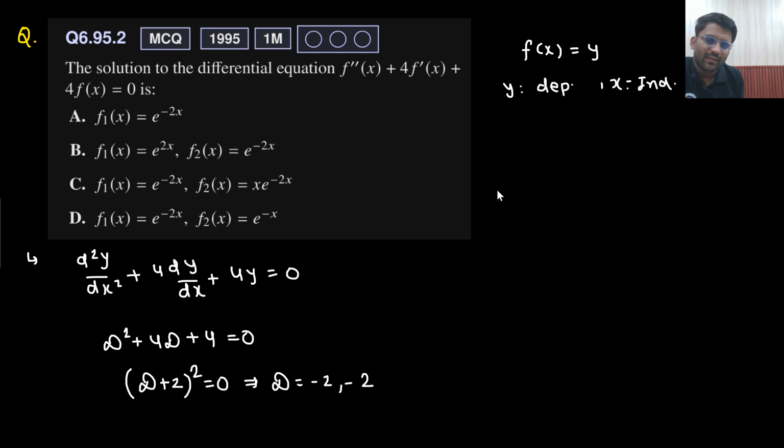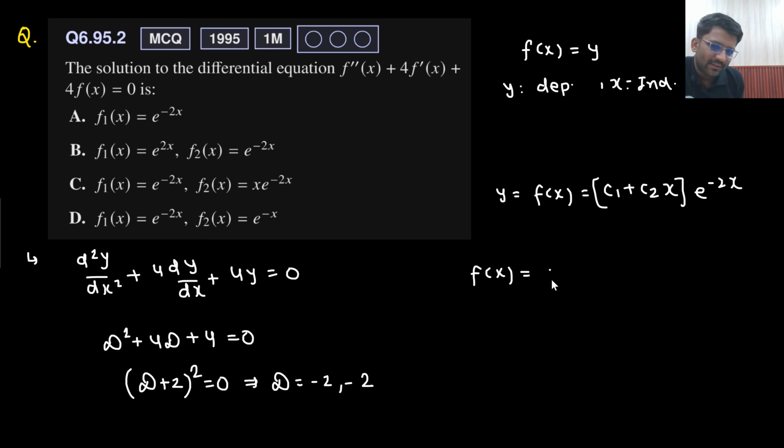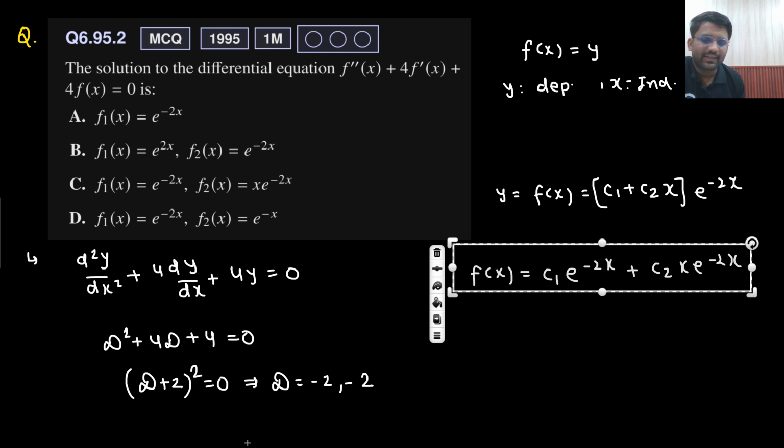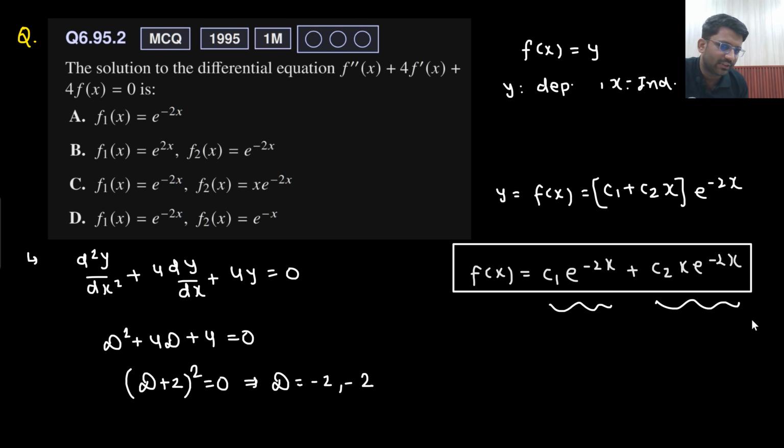So your y, which is a function of x, is coming out to be (c1 plus c2x) e to the power minus 2x. So f(x) is c1 e to the power minus 2x plus c2x e to the power minus 2x. Now I told you one thing, that these 2 terms are alone sufficient. This one alone is sufficient to give the answer.